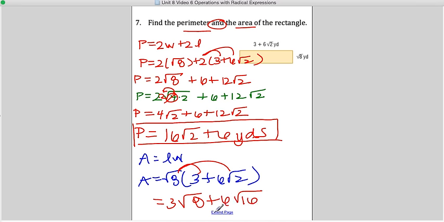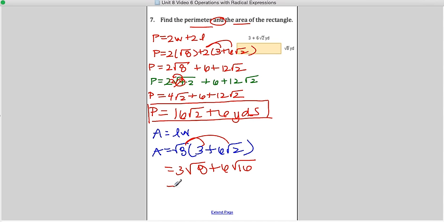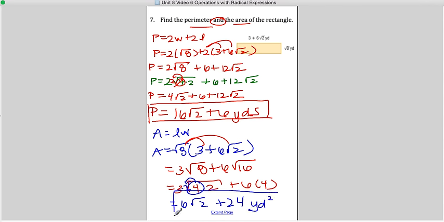So I'm going to go ahead and simplify. 8, I know that the perfect square in there is 4, so it's 4 times 2, plus 6 times the square root of 16, which is 4. I bring my 4 out in front, so I have 3 times 2, so I have 6 square root of 2 plus 6 times 4 is 24. And there is my area, simplified all the way, and we label area as yards squared. Okay, so those are my answers for 7, the perimeter and the area.